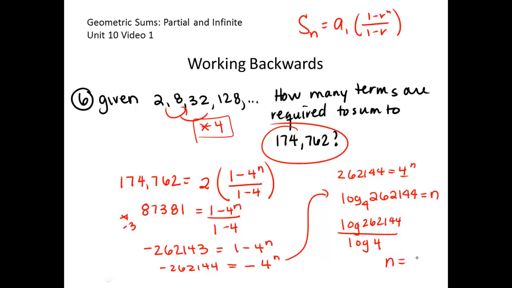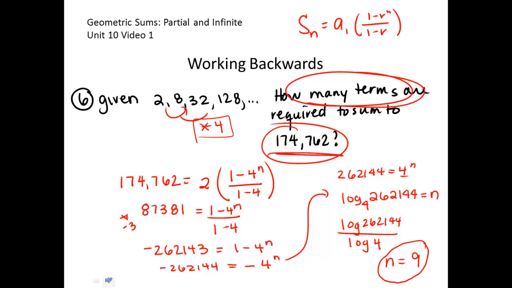I came up with n equals 9. To check your work, I would go back up and I would say 4 to the 9th power does equal 262,144. So it's the 9 terms that are needed to make this value our sum.